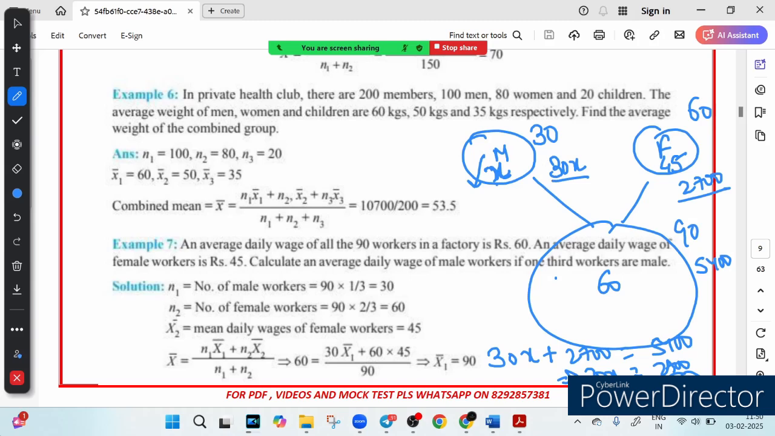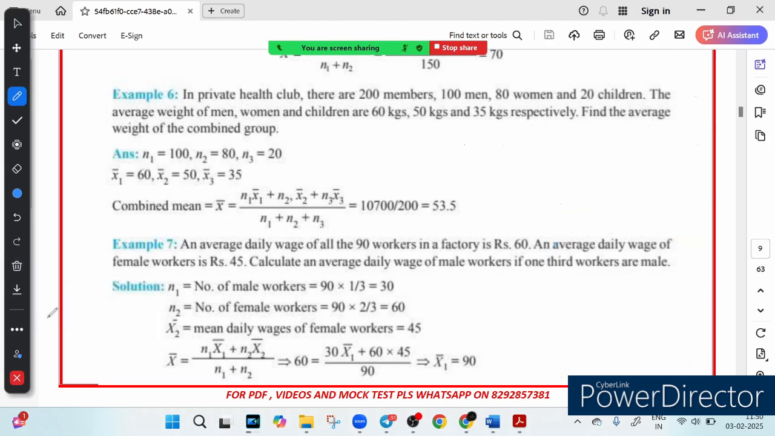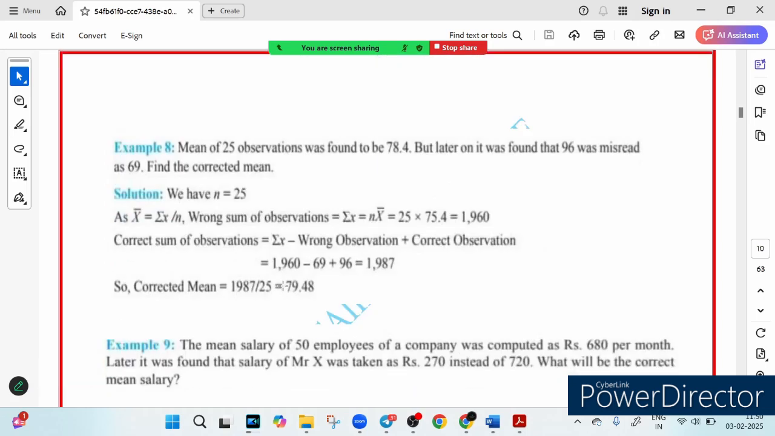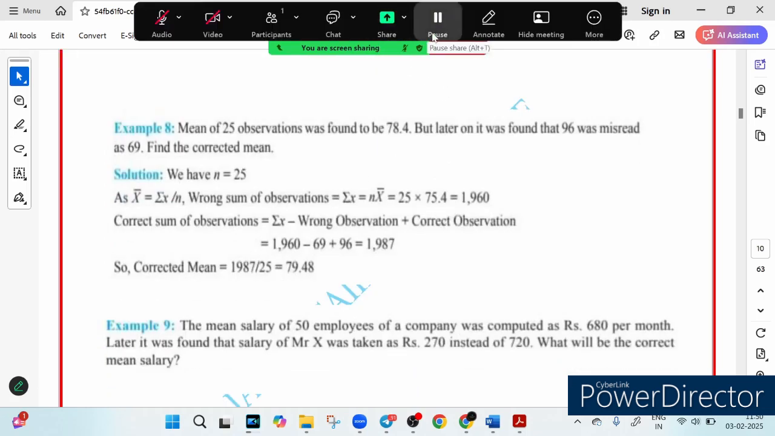So I hope it is clear now how to go about finding the average daily wage of the male worker. You just have to apply the logic, just apply the formula, right? So this is all about example number 7. Now let's see example number 8. Let's see how to go about calculating example number 8.